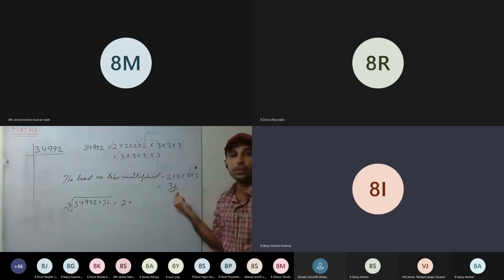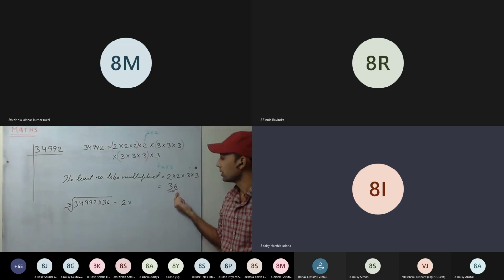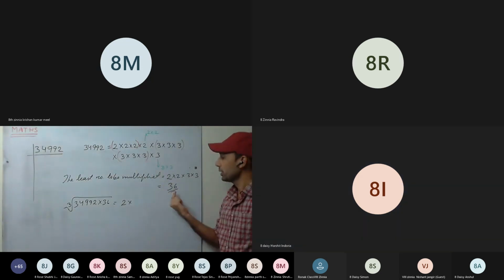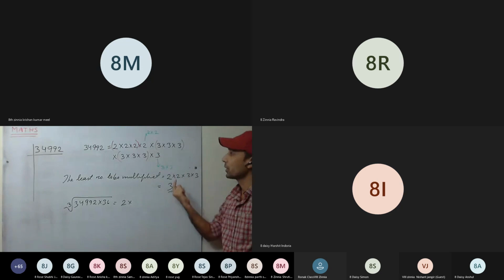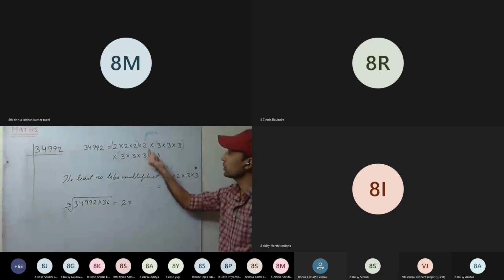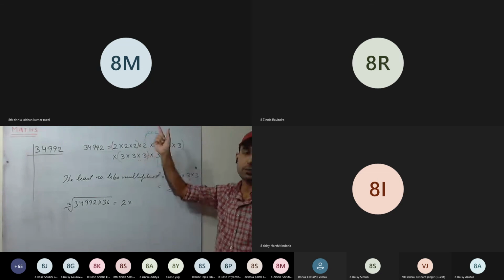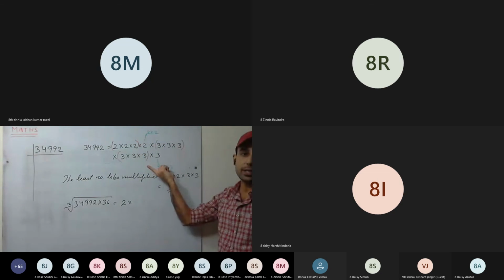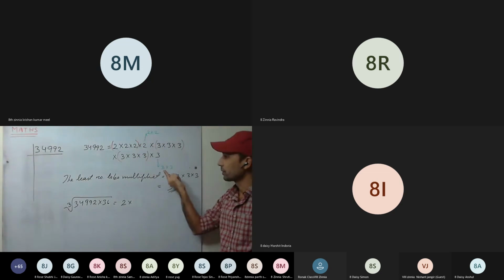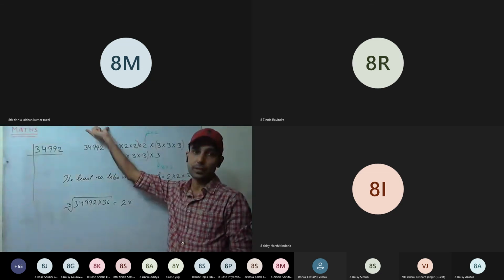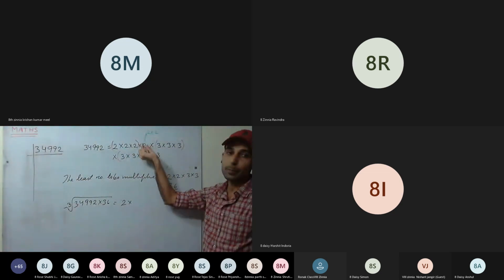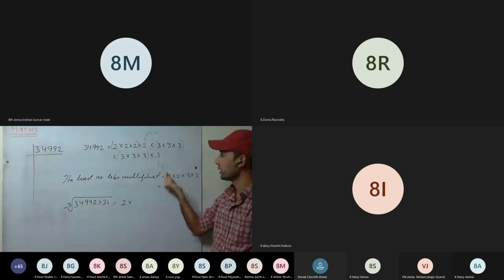Sir, yes, mistake, sir. I wrote 6 instead of 36 by mistake. Okay, correct it. So it will be 36. Because we are doing the cube roots, here it must be triplets. In squares, pairs; in cubes and cube roots, triplets. In cubes, you multiply it 3 times. And in cube roots, triplets. 3 times you must have them.